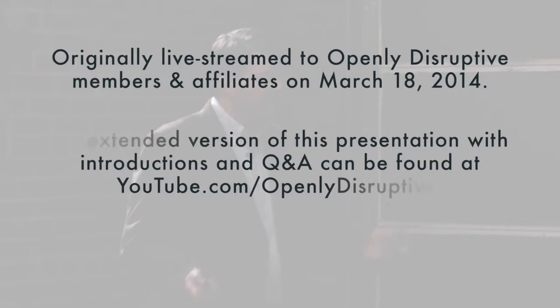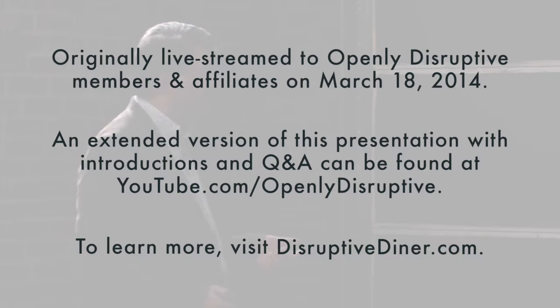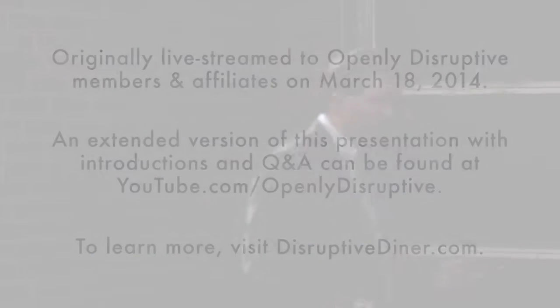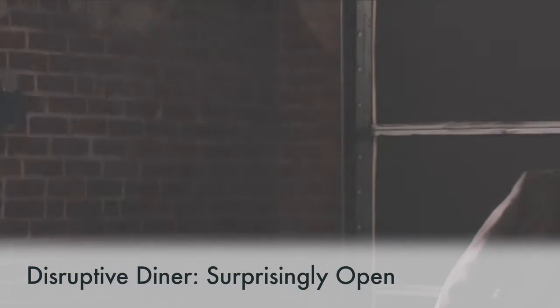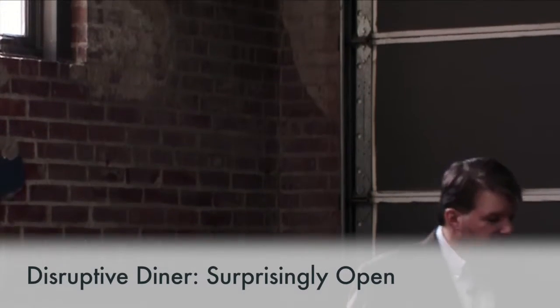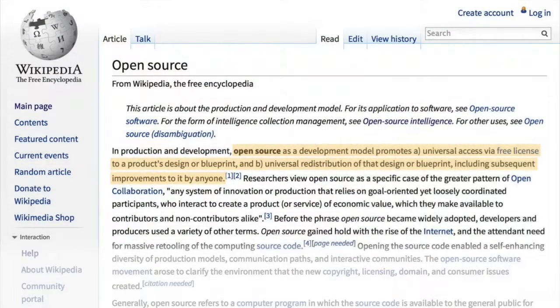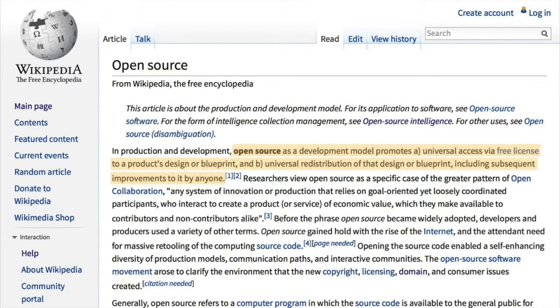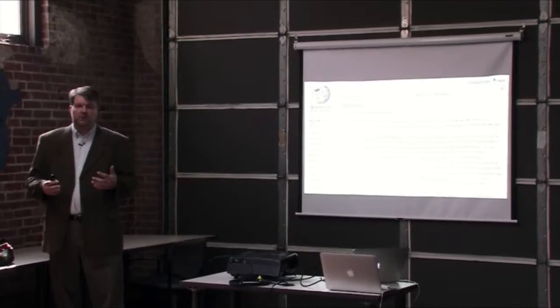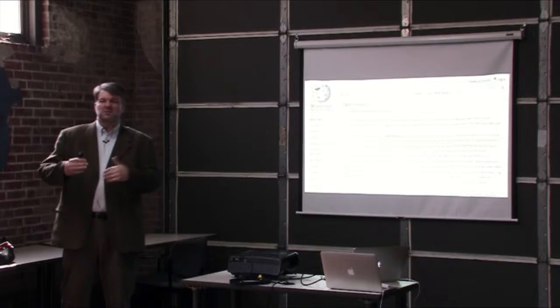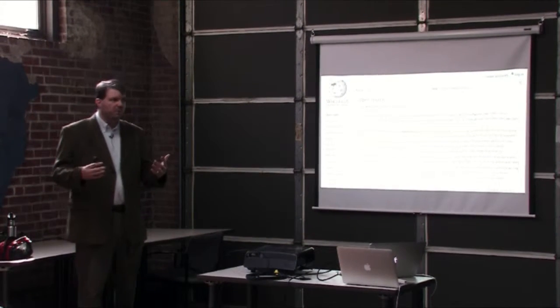So I thought it would be a good idea to go ahead and talk about what the definition of open source is. This is the definition of open source from Wikipedia. Open source is a development model that promotes universal access via a free license to a product's design or blueprint, and universal redistribution of that design, including subsequent improvements to it by everyone. Those are the cornerstones, the basics of open source.